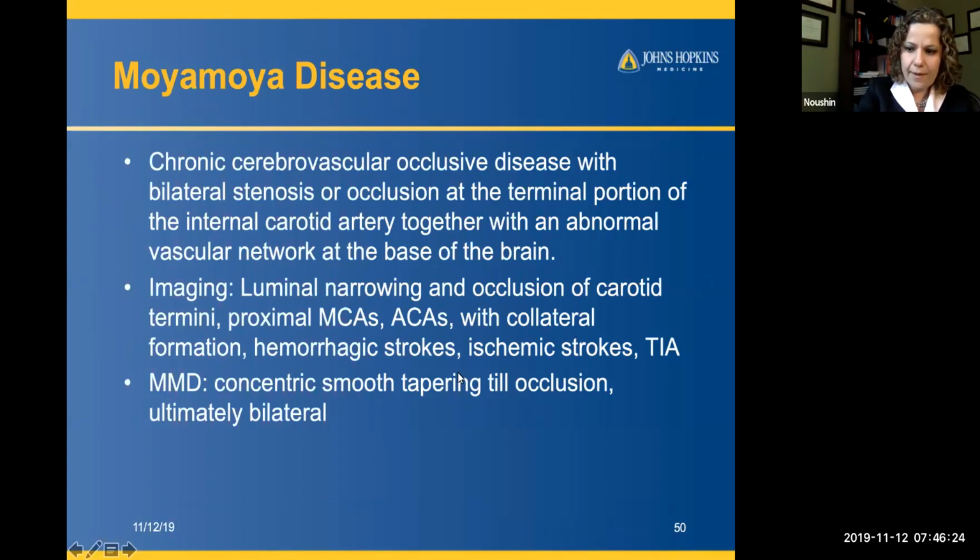The last thing I'm going to talk about today is Moyamoya disease. Moyamoya disease is a chronic cerebrovascular occlusive disease with bilateral stenosis or occlusion at the terminal portions of the internal carotid artery, and patients develop an abnormal vascular network at the base of the brain. On imaging, CTA, MRI, or DSA, we see luminal narrowing and occlusion of the carotid termini, also proximal MCAs and ACAs, and a lot of collateral formation. Patients present with hemorrhagic strokes, ischemic strokes, and TIA.